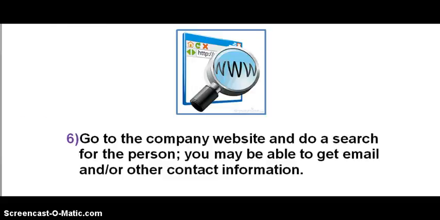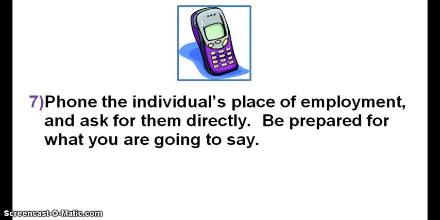Another strategy is simply to go to the company or organization website and do a search for the person with their last name or both first and last name, and you may be able to find an email or other contact information on the company website. Some organizations, some companies will have a directory and you can search within that directory and get that information. And if nothing else works, try phoning their place of employment, which you should be able to get off their LinkedIn profile, and just ask for them with whoever you reach there. However, obviously before you employ this, if you do get them on the phone live, you want to have thought through what it is you're going to say to them.